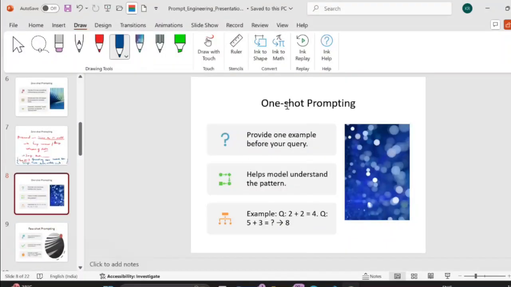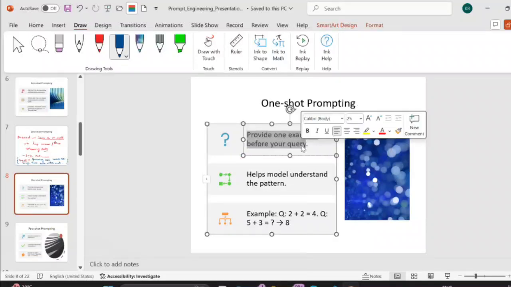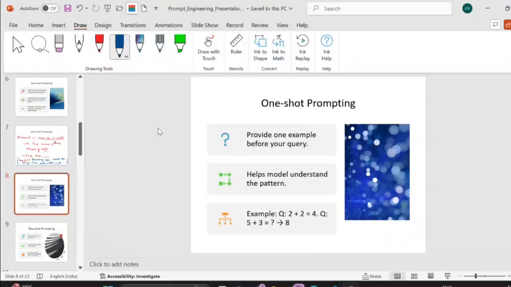Then one-shot prompting. We are providing only one example to get a relevant output from the GPT. Just for getting relevant information, we are providing one example. Okay, it helps the model to understand the pattern, what type of information we need, from which source, or in which format it needs to provide the output to the human.